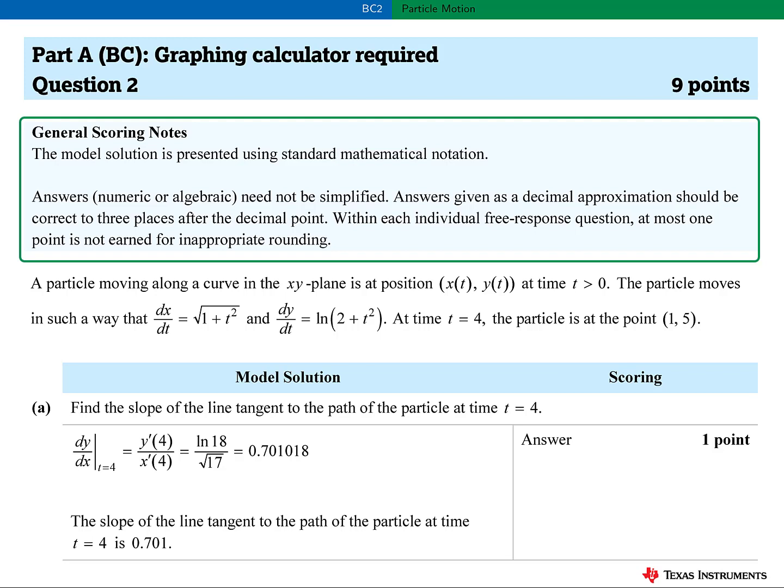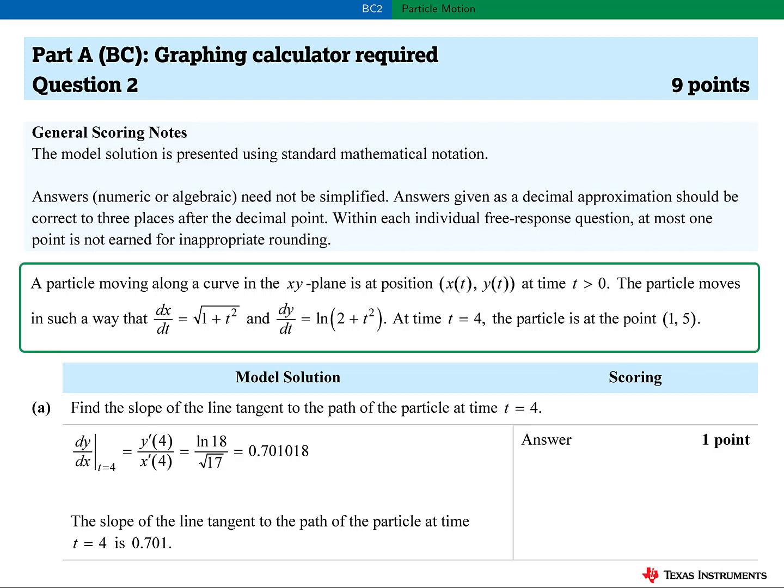If a response includes an error in simplification, then the response will most likely lose a point. Decimal approximation answers must be given to 3 digits to the right of the decimal, rounded or truncated. And within each question, at most 1 point is lost for inappropriate rounding.